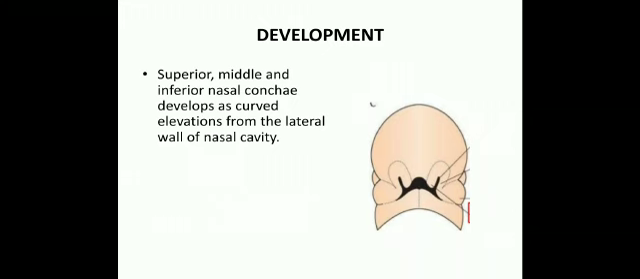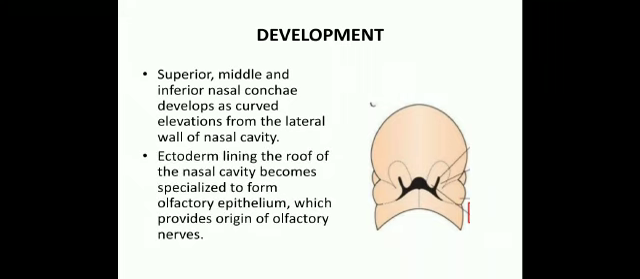During this time the superior, middle and inferior nasal conchae develop as curved elevations from the lateral wall of the nasal cavity. The ectoderm lining the roof of the nasal cavity becomes specialized to form olfactory epithelium which provides the origin of olfactory nerve. The clinical anatomy.